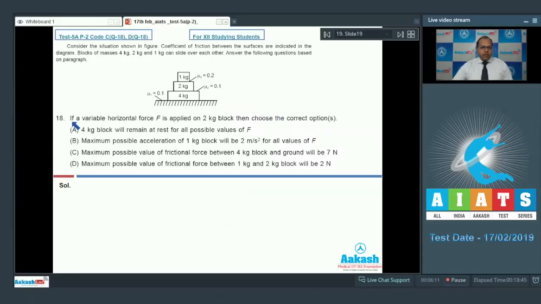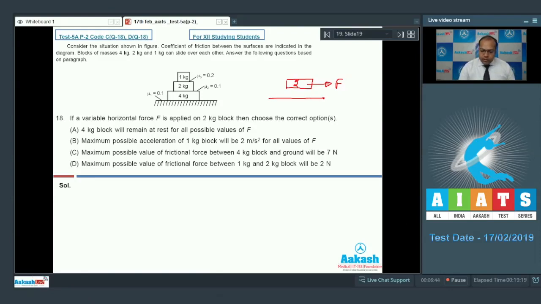In question number 18, if a variable horizontal force F is applied on the 2 kg block, then choose the correct options. So if I apply a variable horizontal force on the 2 kg block, then the situation is this. This is the 2 kg block. Let the variable force F be applied in this direction. So if I check option A, 4 kg block will remain at rest for all possible values of F.